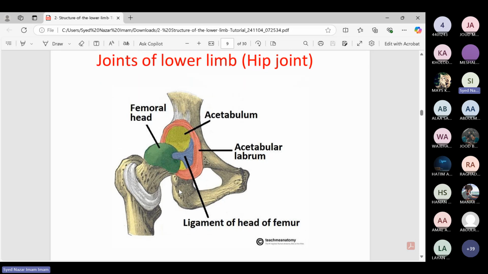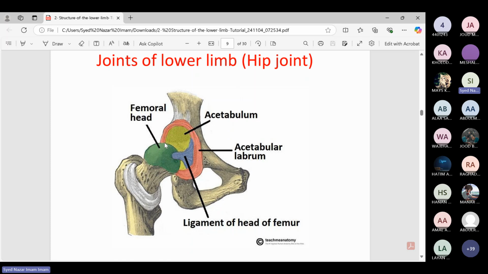So this is hip joint. This is an example of synovial ball and socket joints. And now what ligaments do we have? You have already learned about it, but just a revision: we have here the acetabular labrum, very much similar to the glenoid labrum, which you have seen in the shoulder joint. Then there is a ligament coming from the head. We simply call it the ligament of the head of the femur.